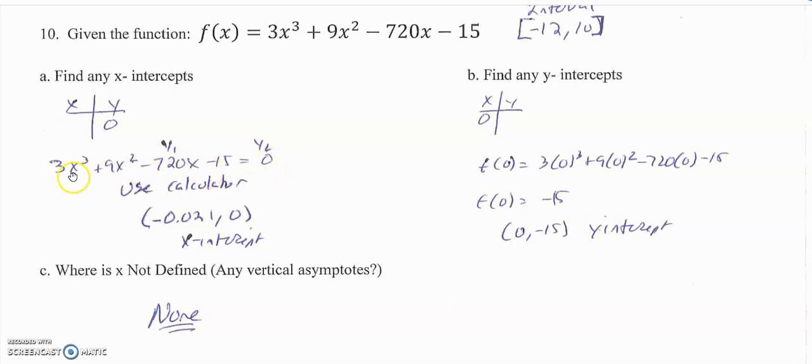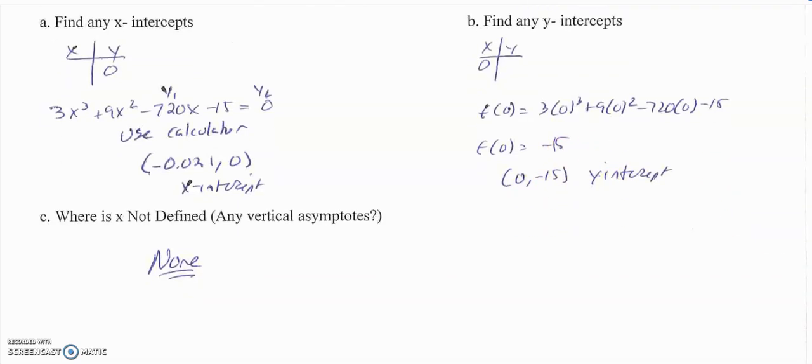If you plug the original in y1, 3x cubed plus 9x squared minus 720x minus 15, and y2 set to 0 in an appropriate window, which I'll show below, you find that the intersection is negative 0.0210. That would be your x-intercept. To find the y-intercept, you make x 0. So if I plug 0 into the original, remember x-intercept and y-intercept go back to the original, you get negative 15. So we have a y-intercept at 0, negative 15.